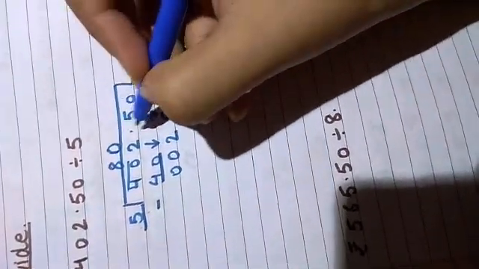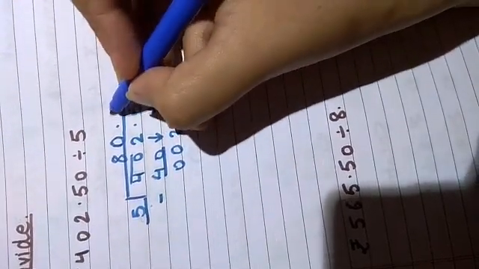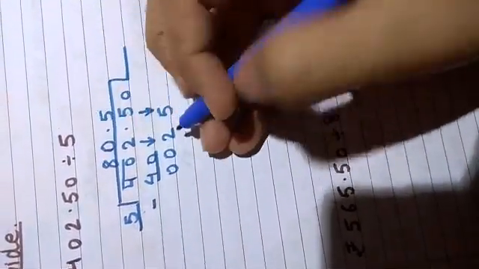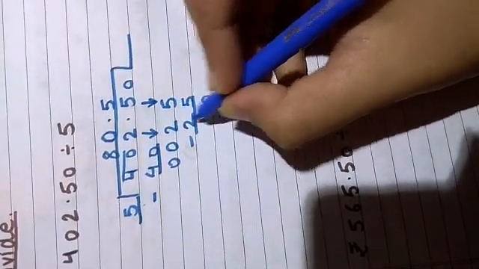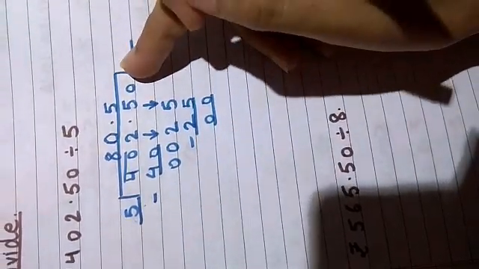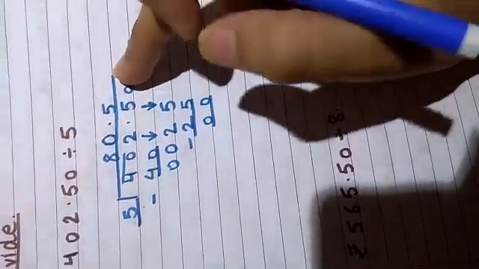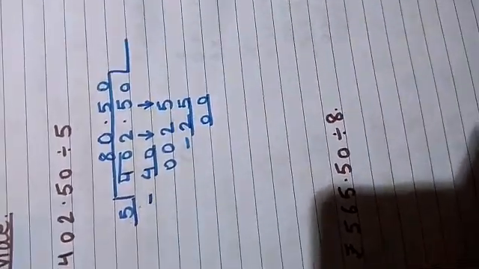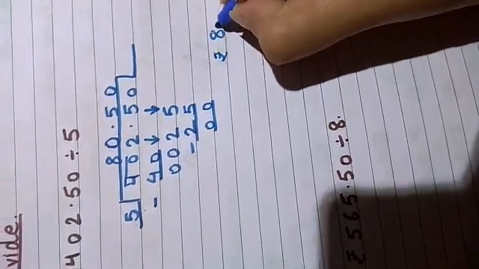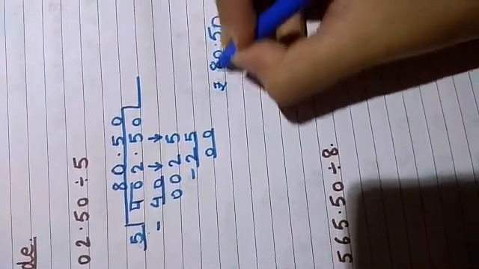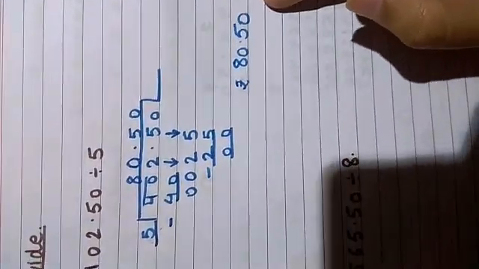5 1s are 5, 5 2s are 10, 5 3s are 15, 5 4s are 20, 5 5s are 25. But when you bring 5 down, just put this decimal and now write down 5 5s are 25. 5 minus 5 is 0, 2 minus 2 is 0. Now if 0 is left and the remainder is also 0, only 0 is left, just take it up. Okay, so what is the answer? Answer is rupees 80.50. That is 80 rupees and 50 paise.